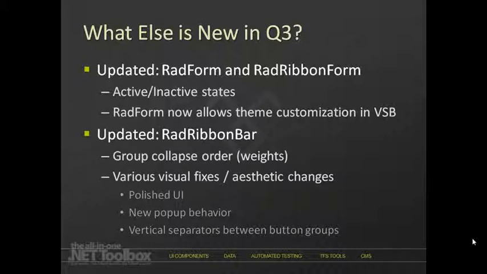The Rad ribbon bar has also been updated. It features group collapse orders, which are based on weights. So basically, whatever weight you set on a group will determine when that grouping starts to collapse in the ribbon bar when you're resizing the window. And we've also added various visual fixes to the Rad ribbon bar and aesthetic changes, such as polished UI. The new pop-up behavior from the Telerik presentation framework has been implemented on it. And there are now vertical separators between button groups.